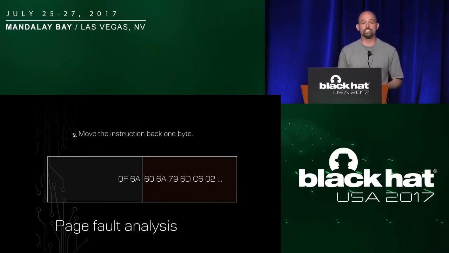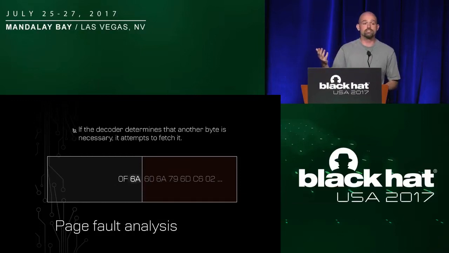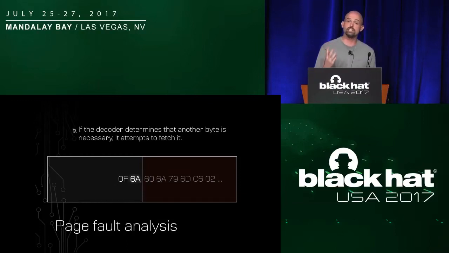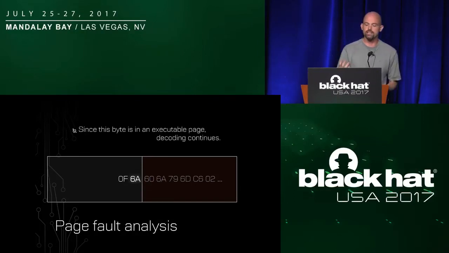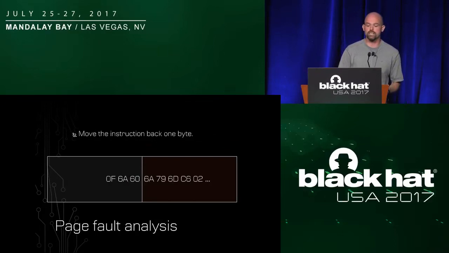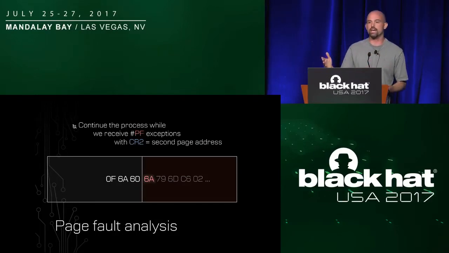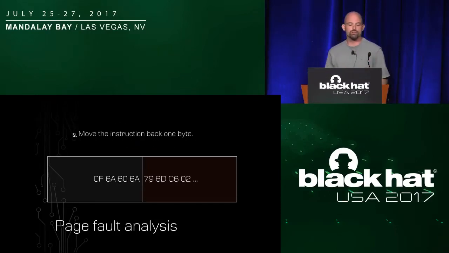So we move the whole instruction back a byte and repeat the process. Execute the instruction. The decoder is going to look at that 0F, say, I need another byte, and now it can successfully fetch the 6A since it's in an executable page. It's going to realize I still need more bytes for this instruction to be complete. So it's going to try to fetch that 60. Now we get the page fault exception again. Move the instruction back a byte and just continue this process. As long as we're getting page faults with CR2 set to the address of the second page, continue this process.